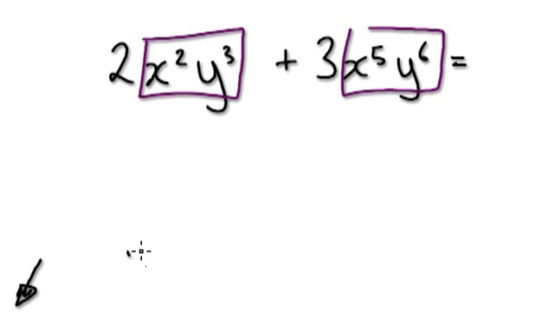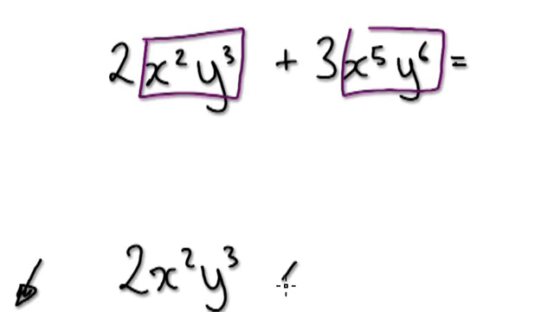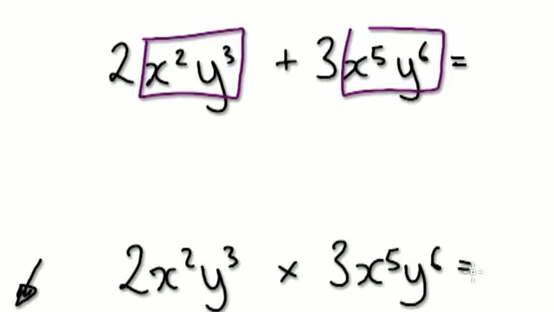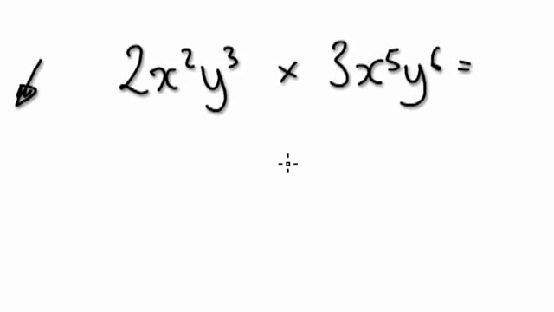What's 2x squared y to the power of 3 times 3x to the power of 5 y to the power of 6? What is that? So remember, the first thing you should be looking at is this: is it times or add? Okay. So press pause and have a go.